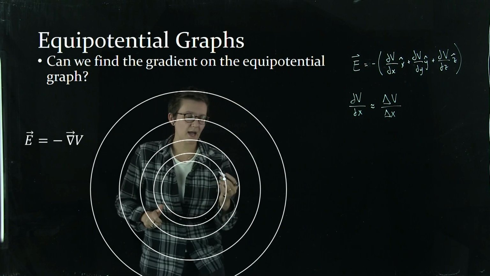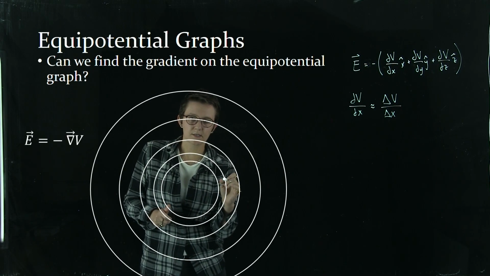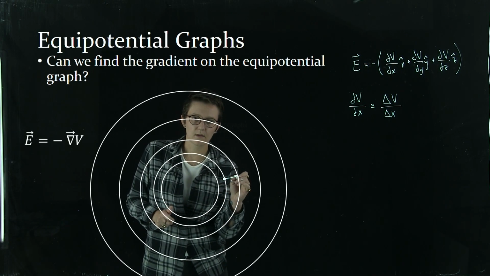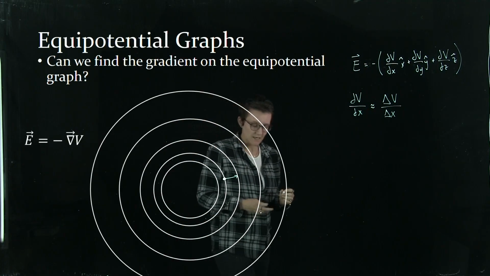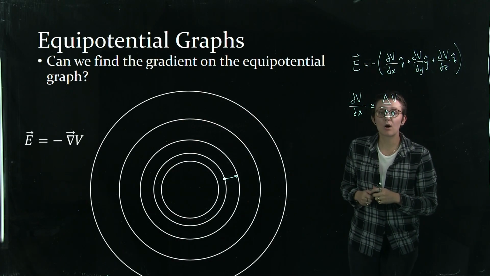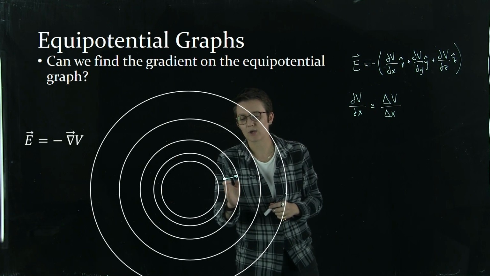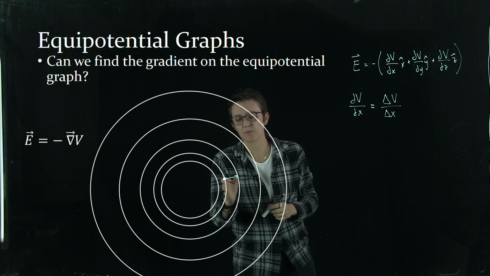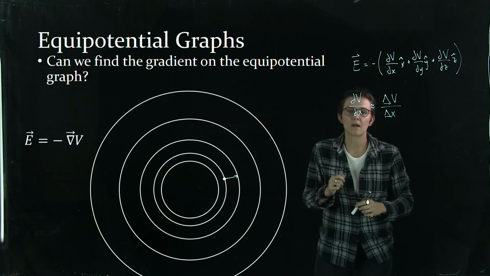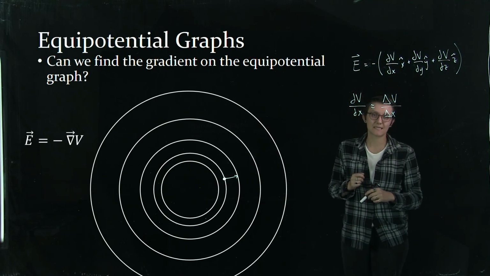So right away I can see, let me see if I can try to draw this. Something like that would be the smallest distance between these two lines here. If I go perpendicular to your equipotential line to the next one, is where you'll get your steepest descent, right?